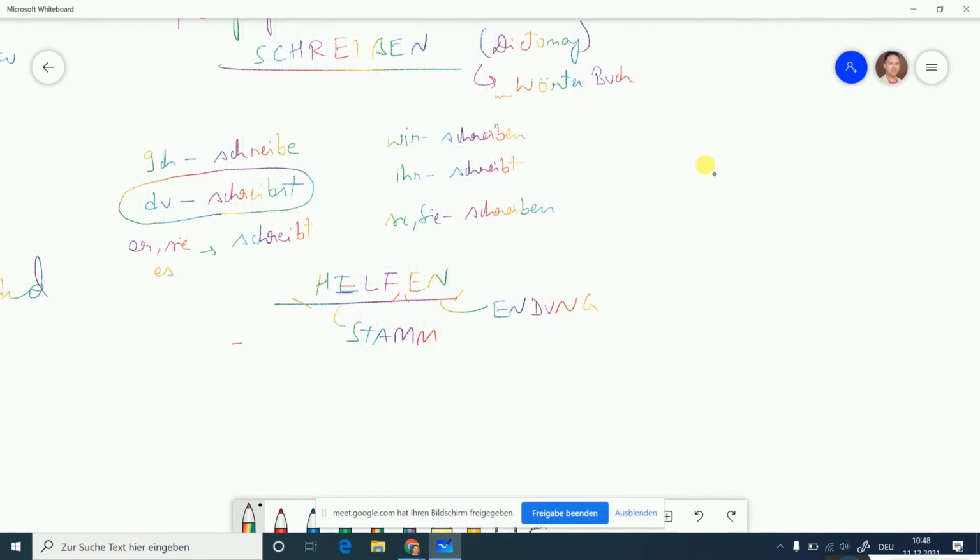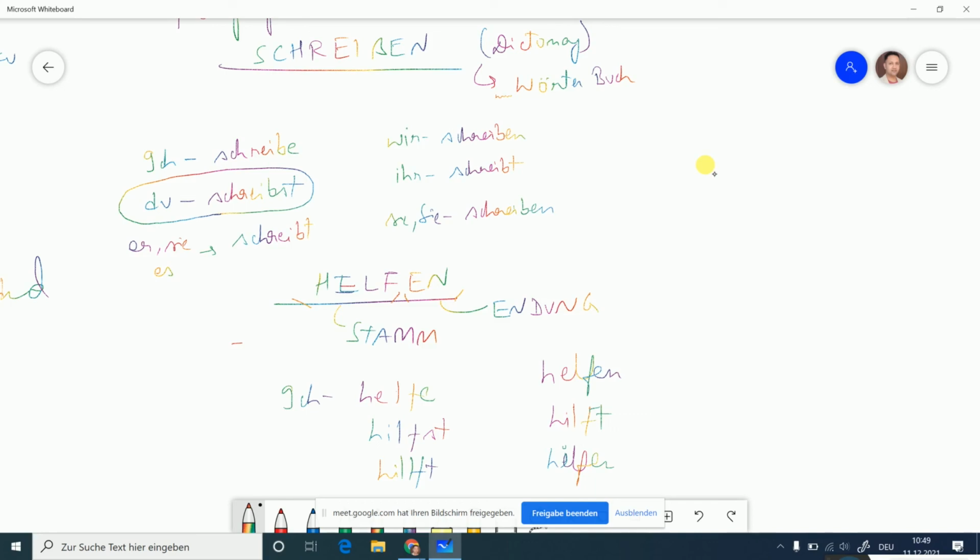So for helfen also, it will be ich helfe, du hilfst, er, sie, es hilft, wir helfen, ihr helft, and for sie, it will be helfen. You please check with Google. So what I mean to say is that for every verb, the ending will change according to its use, right?